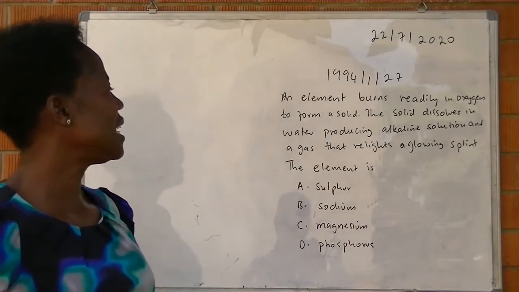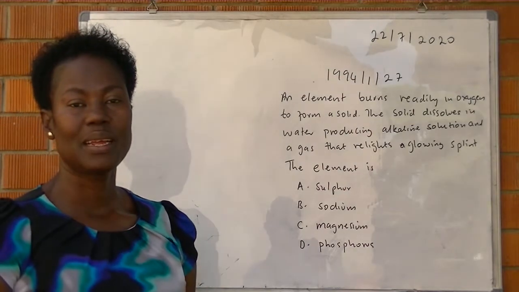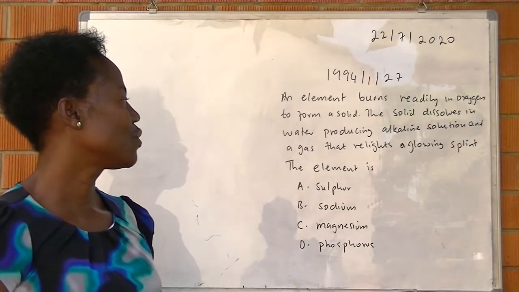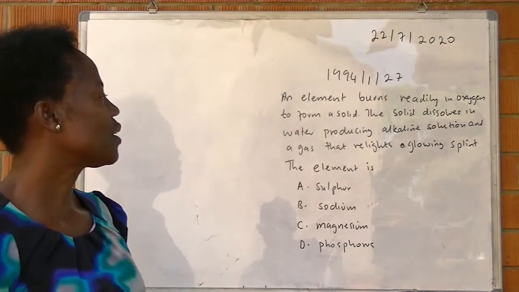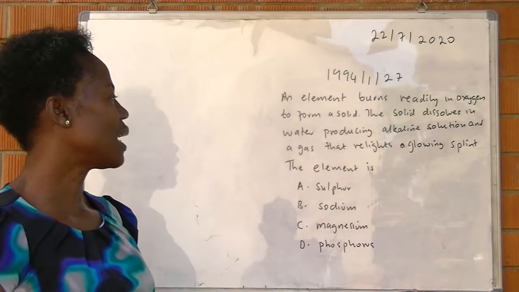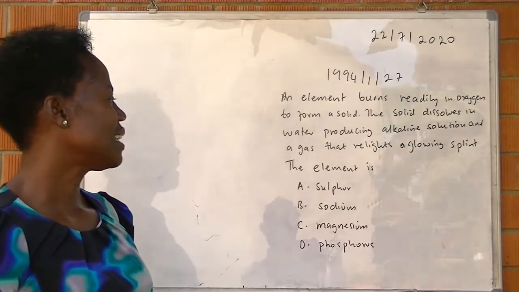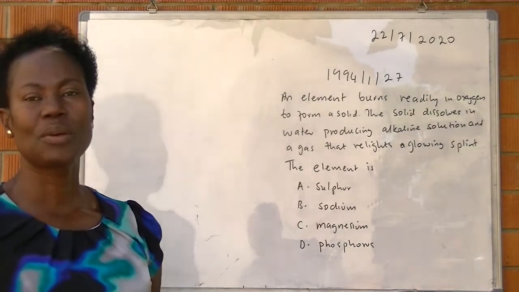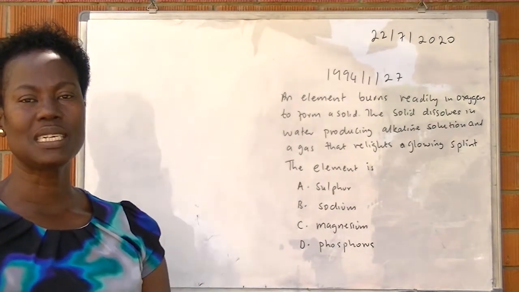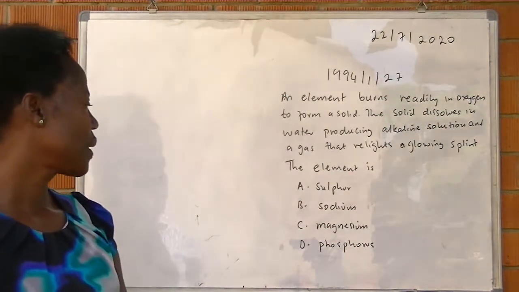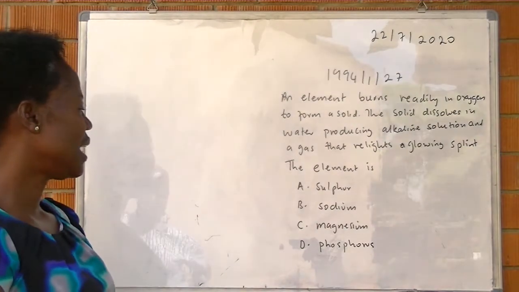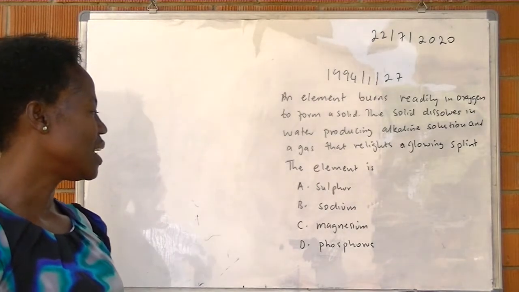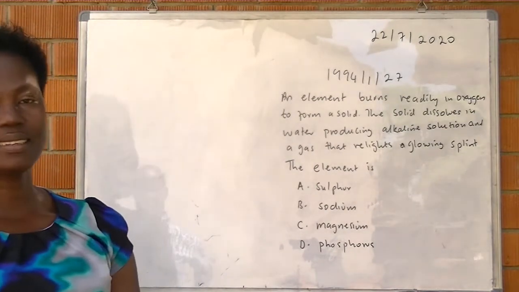Now let us look at 1994, number 27, paper 1. An element burns readily in oxygen to form a solid. The solid dissolves in water, producing an alkaline solution and a gas that relights a glowing splint. The element is, so you remember the gas that relights the glowing splint, the gas was oxygen. We are given A, sulfur, B, sodium, C, magnesium, and D, phosphorus. The best answer is B.